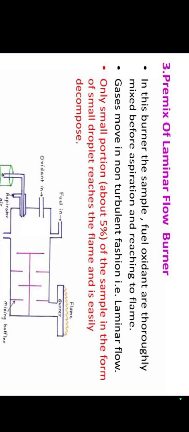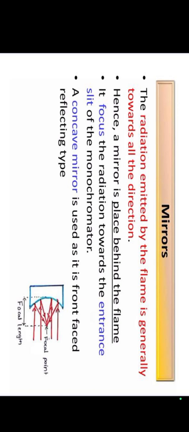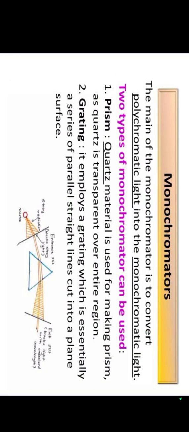Next we see the mirror in flame photometry and its purpose. The mirror is placed behind the flame and helps to focus. Next we see the monochromator. The monochromator's main use is that polychromatic light is converted into monochromatic light. There are two types, prism and grating, that we also see.